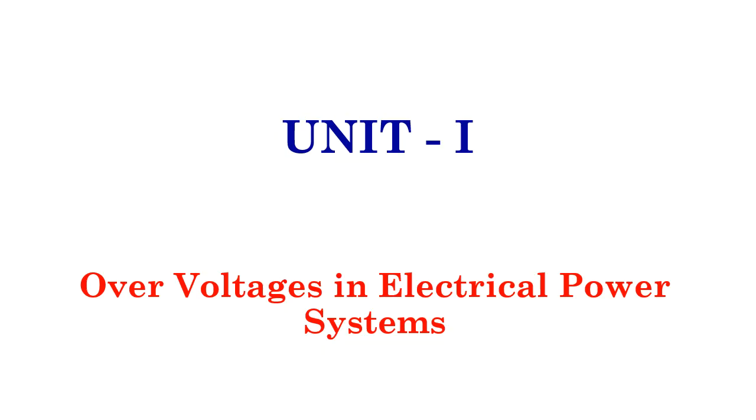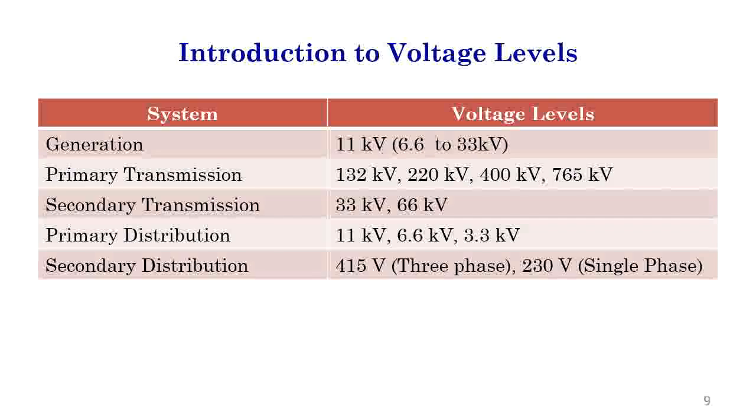And before entering into the main topic, I feel it would be essential to look into the voltage ranges used in Indian power systems. So first of all, let me have a glance over the voltage levels at various stages of the power system. The first one is the generation system. In the generating system, we have 11 kV as the normal voltage, but the voltage ranges may vary from 6.6 kV to 33 kV. The generating voltage is limited to 33 kV as a maximum because of the insulation problem.